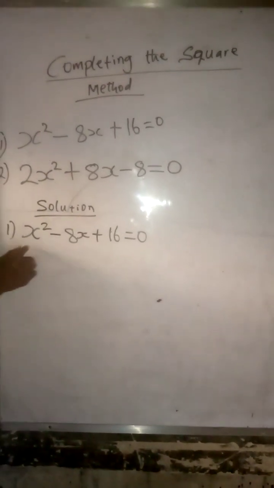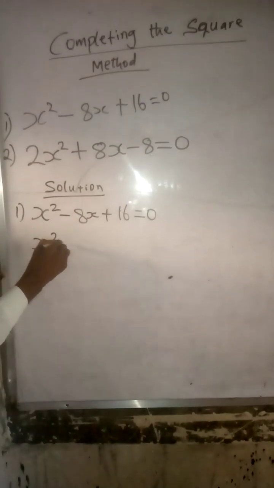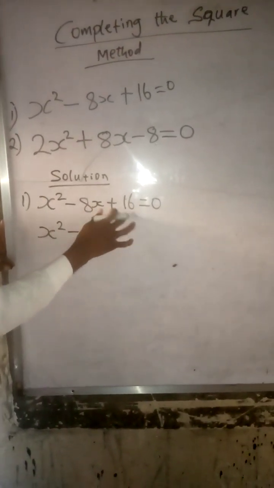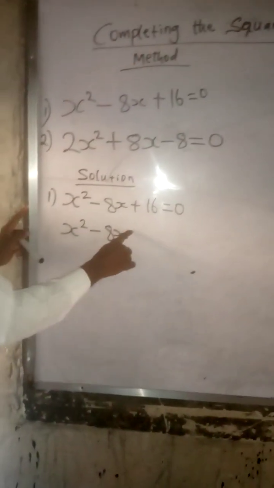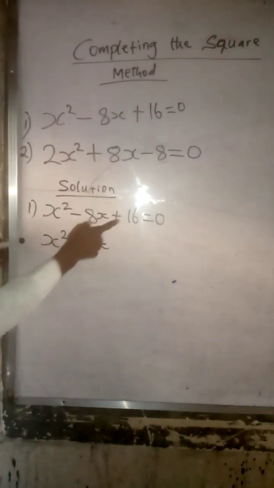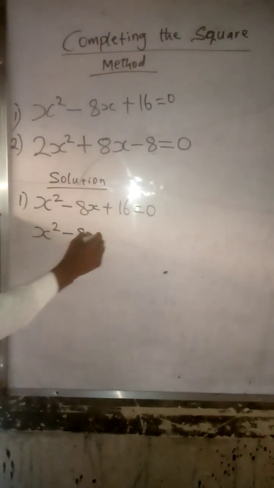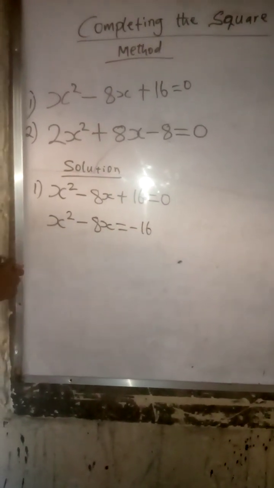Since the coefficient of x squared is 1 here, you say x squared minus 8x, and this 16 is going to the other side. Crossing the equality sign changes its sign, so it becomes minus 16. So we are having minus 16 here because it crosses the equality sign.